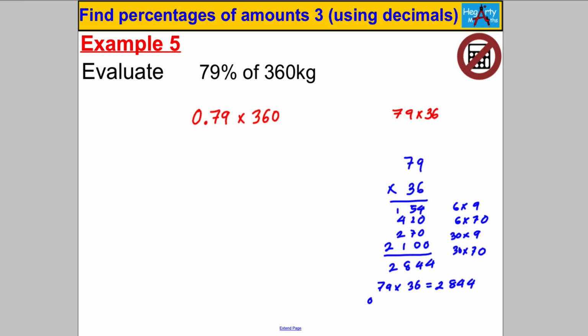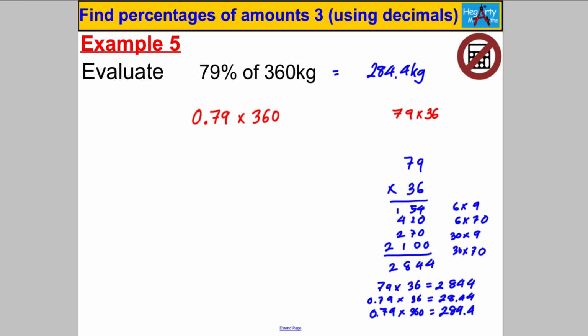So I'm going to try and work out 0.79 multiplied by 36. That's 100 times smaller, so move the decimal point 2 places, 28.44. But I actually want 0.79 multiplied by 360, so I need to make the answer 10 times bigger than what I've got here. Move the decimal point to the right one space, it's 284.4. So I can go up here and I can actually say the answer is 284.4 kilograms.